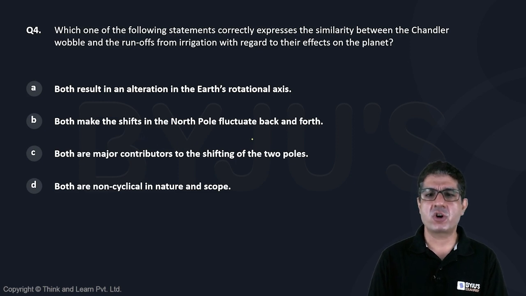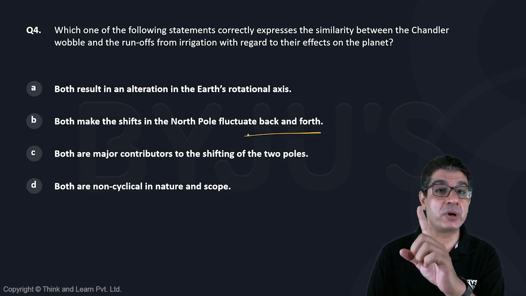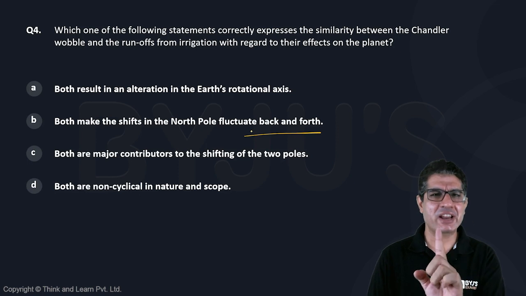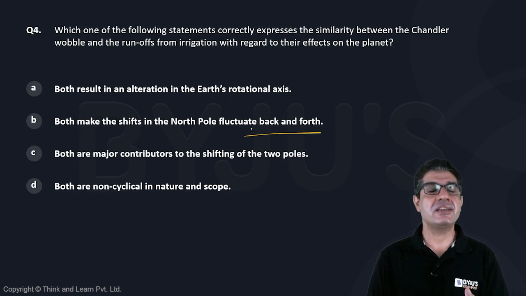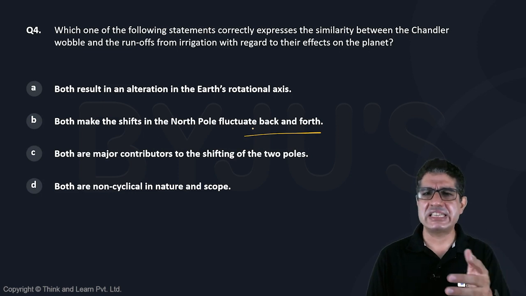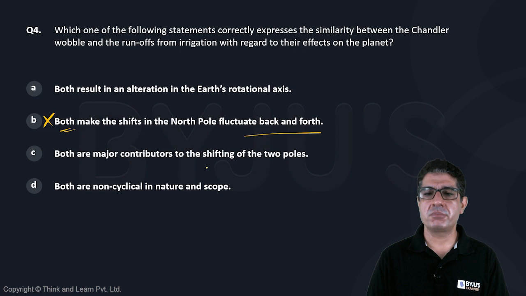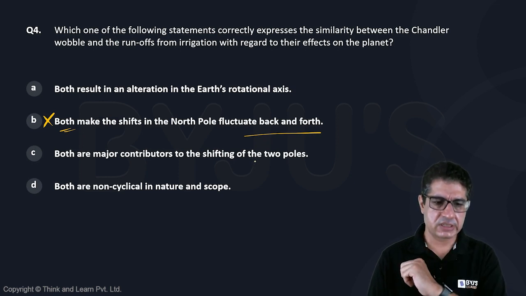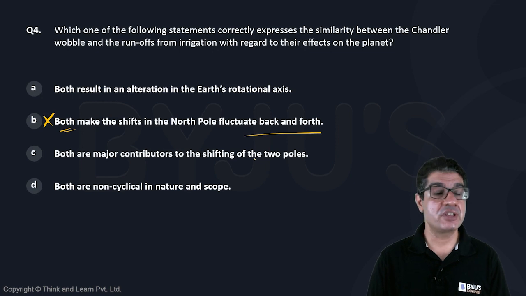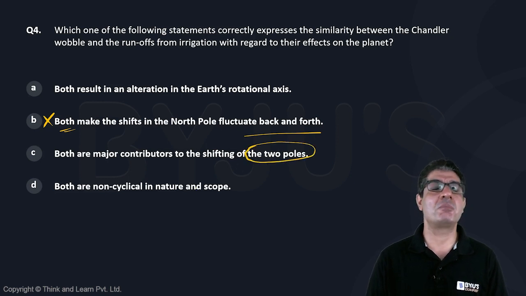B, both make the shifts in the North Pole fluctuate back and forth. Not really. You notice the Chandler wobble is a wobble, so it will be back and forth. But when it comes to irrigation, it is consistently pushing it towards the east. So we cannot say that it is back and forth in the case of irrigation, and therefore B is not true. C, both are major contributors to the shifting of the two poles. Superficially it may appear all right, but the problem is the passage talks about only the North Pole. So we do not have enough data to conclude about the two poles, and therefore it can be eliminated.